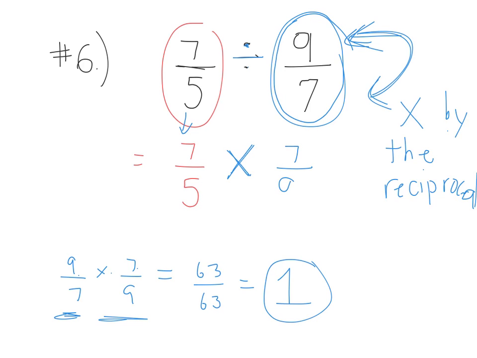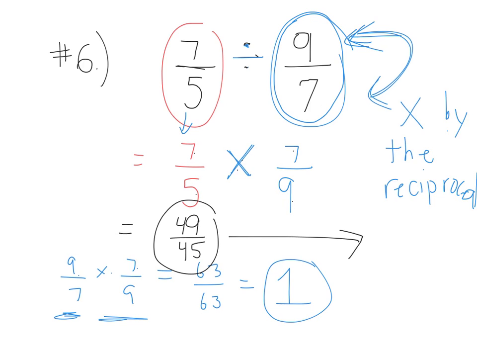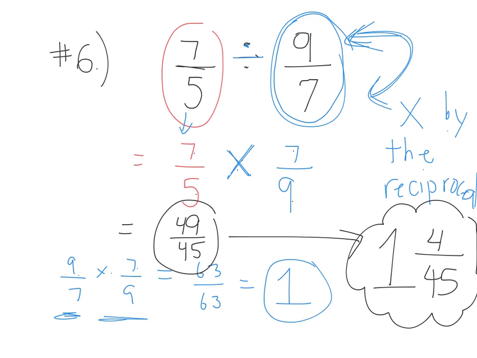Good. 7 over 9. So now, division actually becomes multiplication. 7 times 7, 49. Good. 5 times 9, 45. Good. Now bonus, put this into a mixed number. How many times does 45 go into 49? Once. With how many left over? 4. Good. So the answer is 1 and 4 over 45. So 7/5 divided by 9/7 is 1 and 4 over 45.